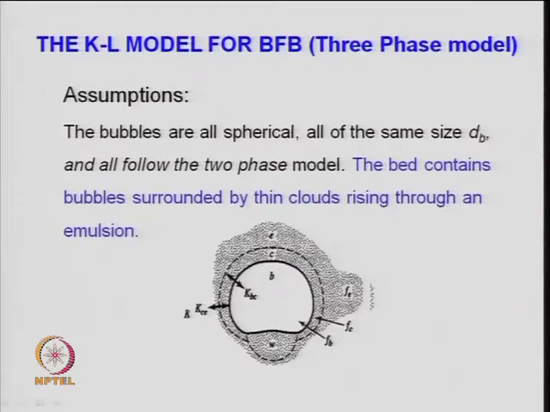So, there is a bubble, there is a cloud phase which is shown by this dotted line like this. So, this is your cloud phase and this is your wake here at the lower portion of the bubble, right. And this is the fraction of the solid in emulsion. So, F E, that is the volume of the solid in emulsion phase per unit volume of the bed, right, or in terms of mass also, mass of the solid in emulsion divided by the mass of the bed.